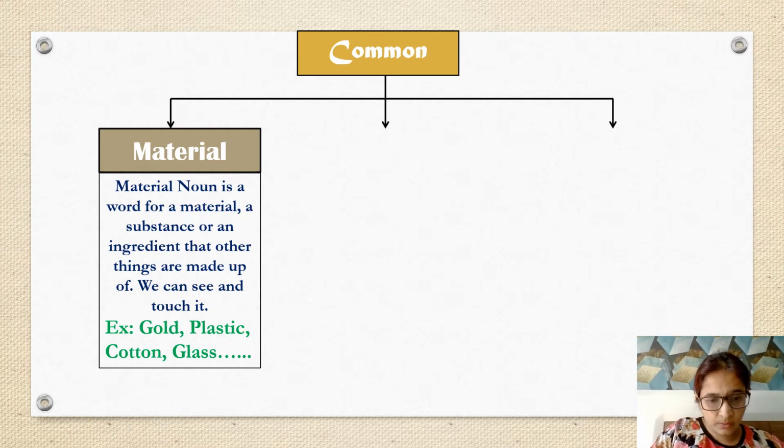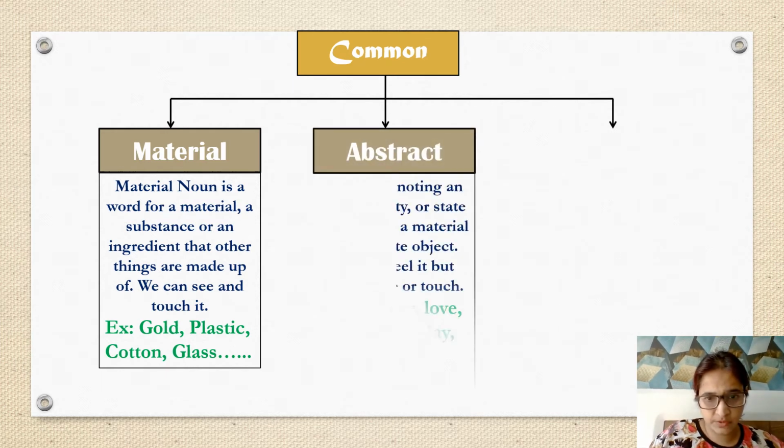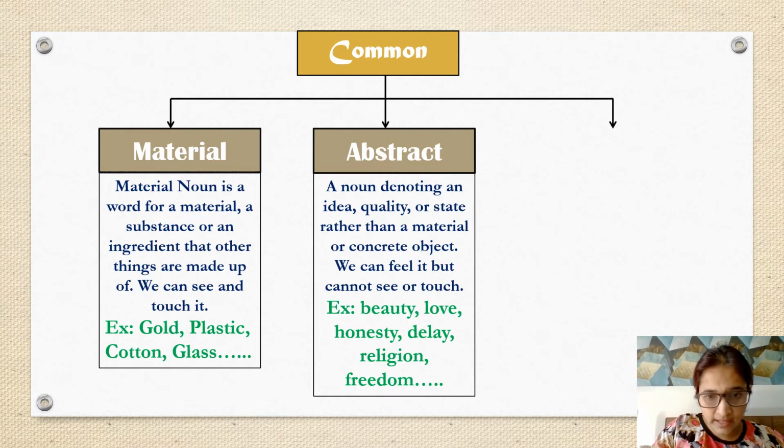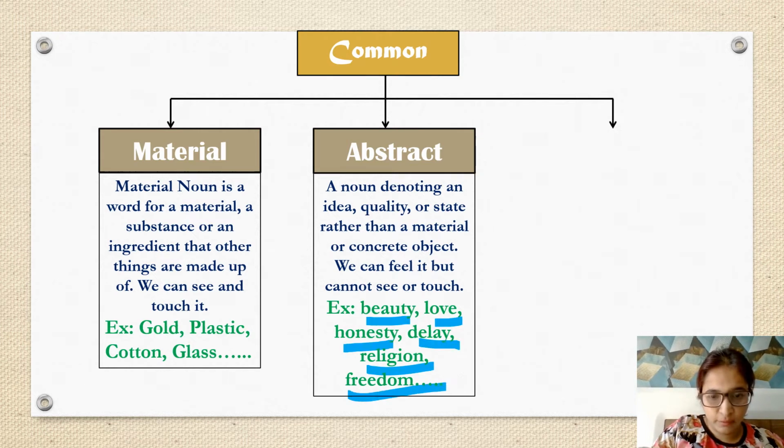All right. Now, let's come to the next one, which is abstract noun. What is an abstract noun? It is a noun denoting an idea, a quality or trait rather than a material or concrete object. We can feel it, but we cannot see or touch it. Okay, this is a very important point, that you can feel it, but you cannot see or touch it. So for example, what are the examples? Let's say beauty, love, honesty, delay, religion, freedom.